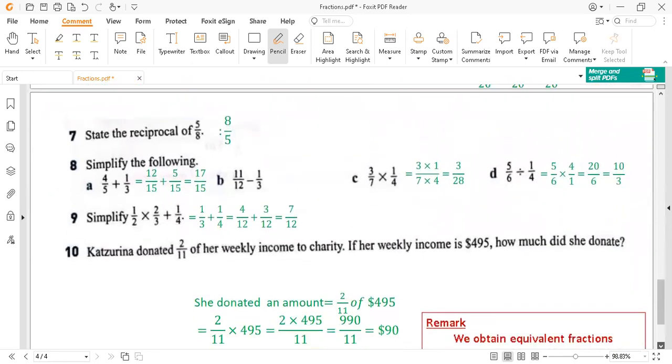And how do we state the reciprocal of 5 over 8? The reciprocal is obtained only by changing the location of the numerator and denominator. So if we put the numerator as the denominator and the denominator as the numerator of the same fraction, we obtain the reciprocal of this fraction.